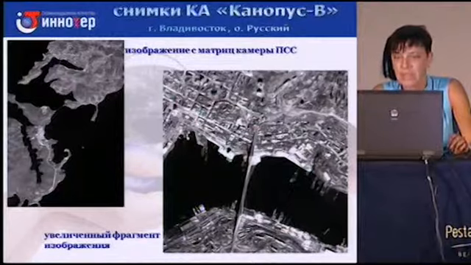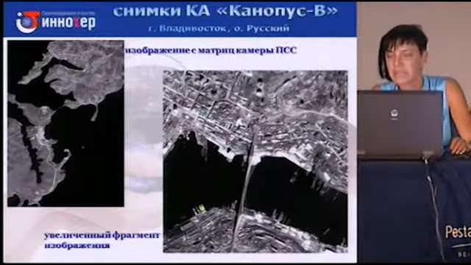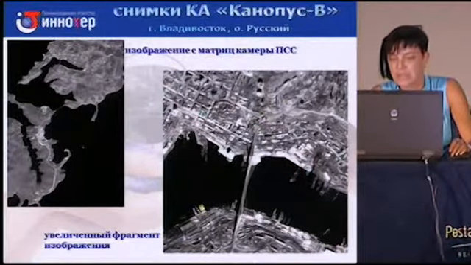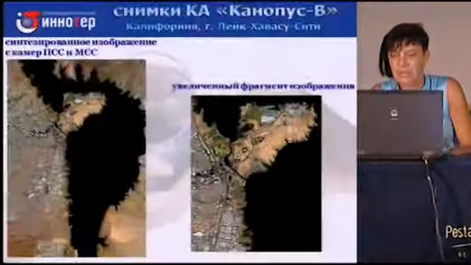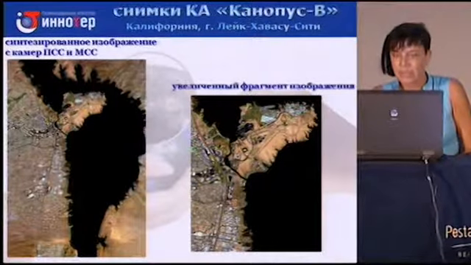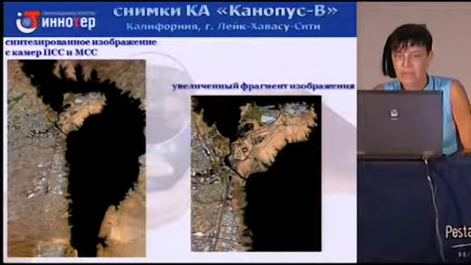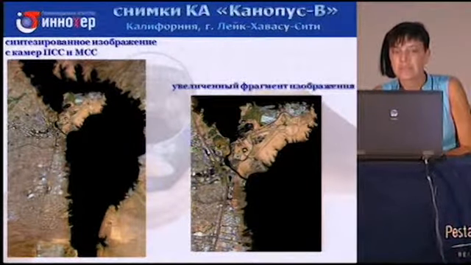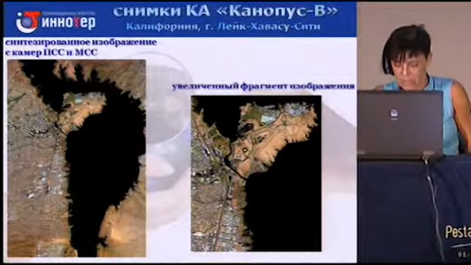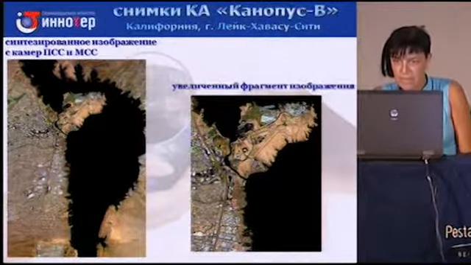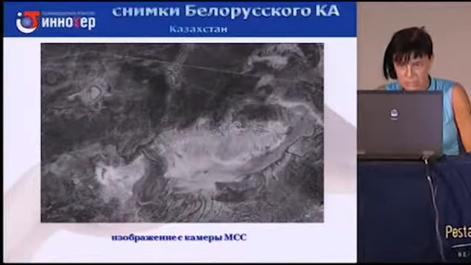Vladivostok and Ruski Island, also made with PSS camera and the enlarged image. This is California. Also synthesized image and the enlarged image.